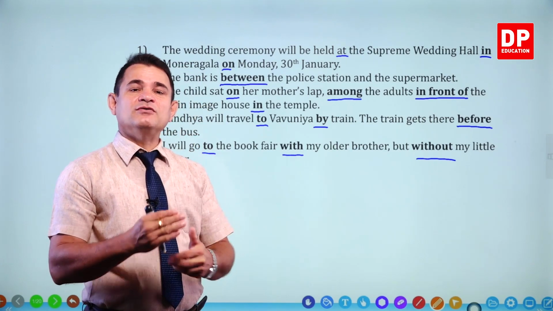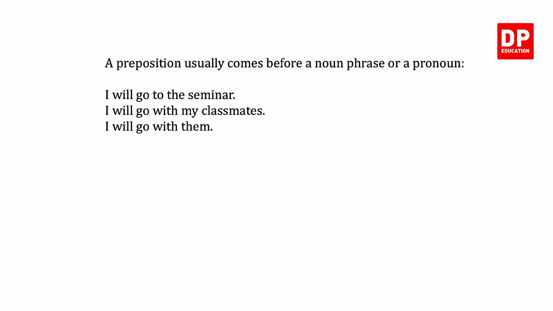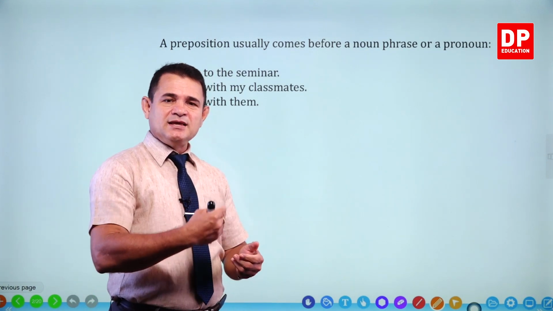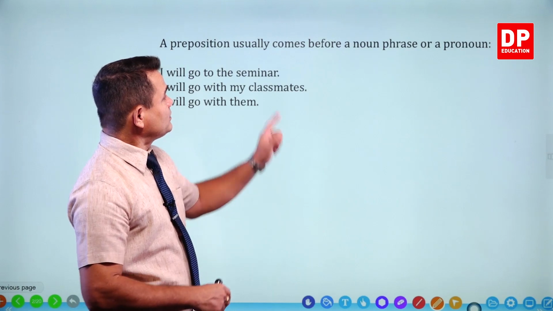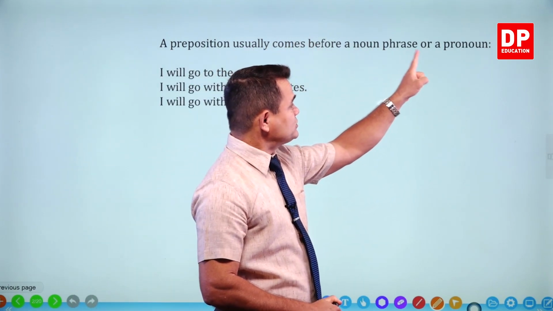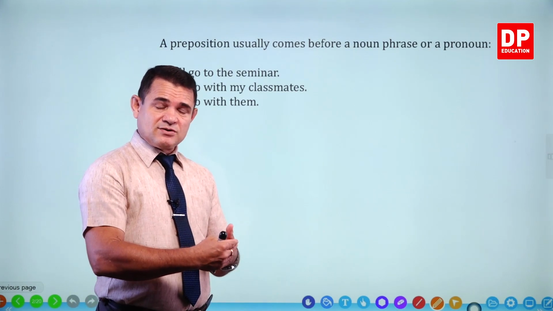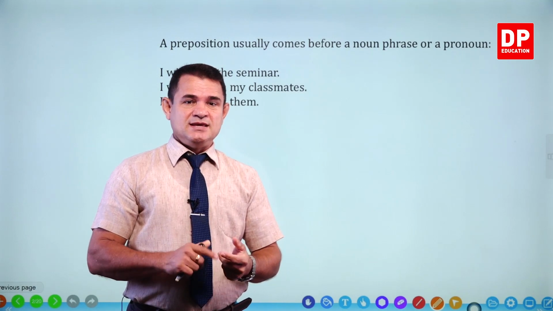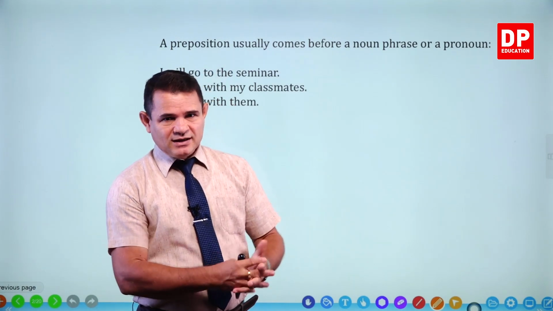Now from there onwards we'll learn today. A preposition usually comes before a noun, before a noun phrase or a pronoun. Pronouns you know: pronouns are words like he, she, it, I, we, you, they. Prepositions come before them.